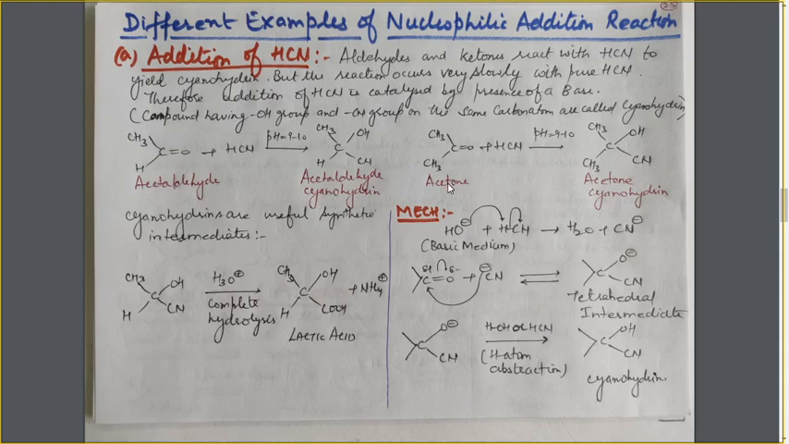For example, in the case of acetone also, at the same pH, that is 9 to 10, the HCN molecule will add to this compound. How? The CN negative will act as a nucleophile and attack this carbon atom, and the oxygen will get attached to a hydrogen atom. As a result, acetone cyanohydrin is formed. Now, what is the role of this pH?